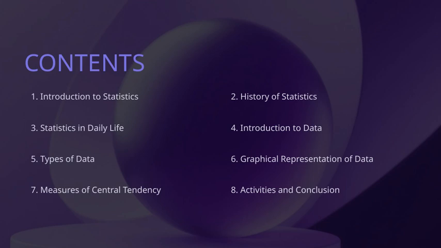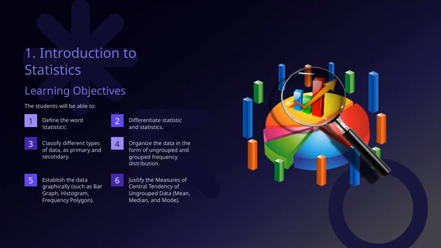Before diving into these concepts, we'll go back in time with the history of statistics to understand how this field has evolved. We'll also discuss the introduction to data, emphasizing its importance as the starting point for analysis. Then, we'll look at graphical representation of data, which makes complex information easier to understand at a glance. Finally, we'll wrap up with some activities and a conclusion to reinforce what we've learned today. Each of these sections ties into the bigger picture of how statistics helps us understand and interpret the world around us. Today, we'll start by exploring what statistics really is.